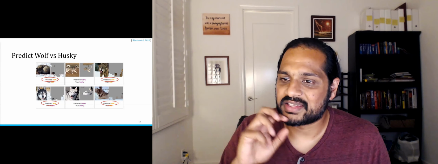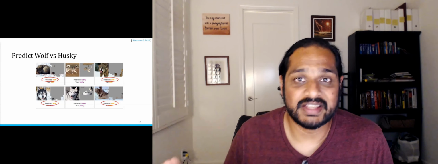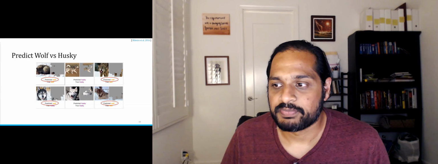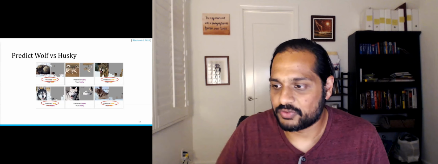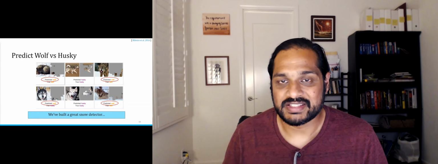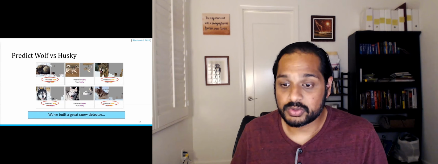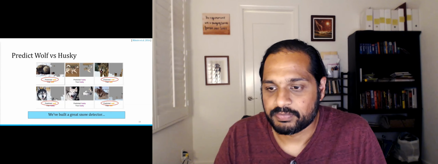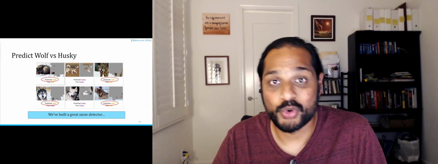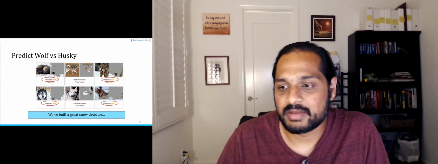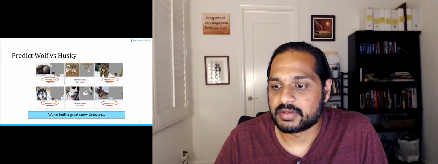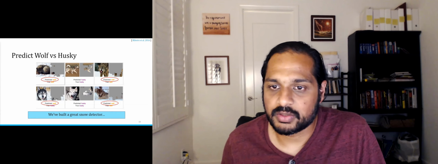And you will realize that in the explanation, the wolf part is actually hidden. It's all grayed out. And the model is looking at everything else in that image. And in all four of these, you will see that's basically snow. And so you can sort of conclude by looking at these Lime explanations that what you've done is built a great snow detector that predicts wolf every time there is snow, completely ignoring the animal, whereas predicting husky otherwise.